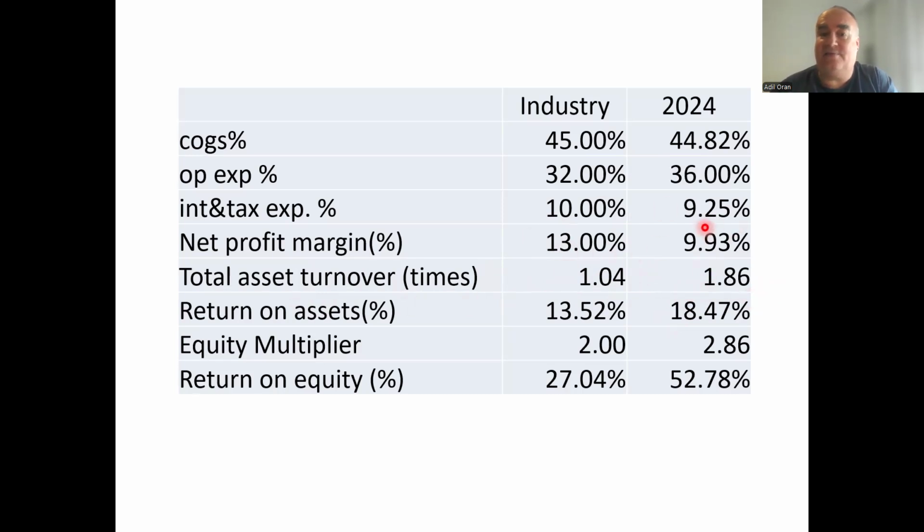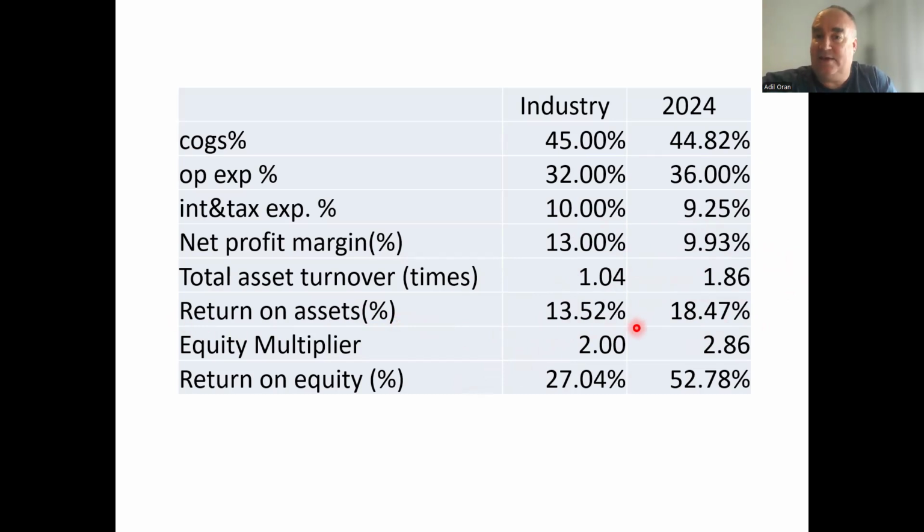So, despite a disadvantage in profitability, which comes mostly from operating expenses being high, thanks to this advantage, this difference outweighs the disadvantage coming from here, which leads to an ROA number for the industry of about 13.5, and for our company, 18.47. So the difference between these is almost a 5 percentage point advantage in return on assets.